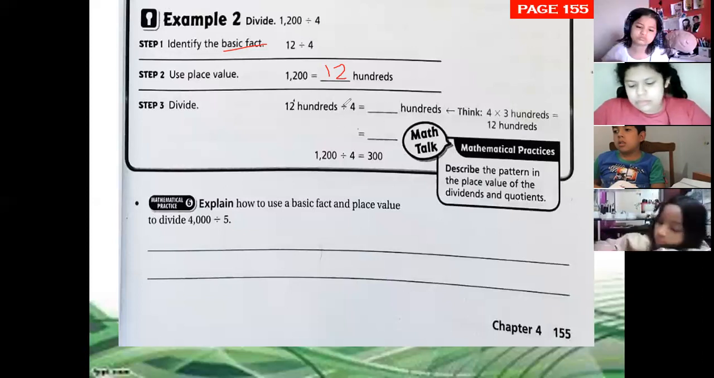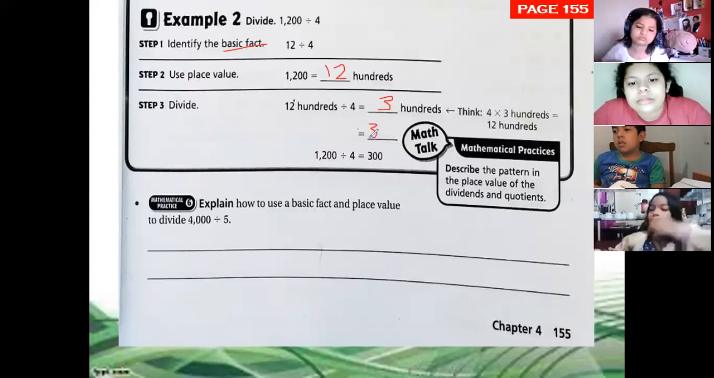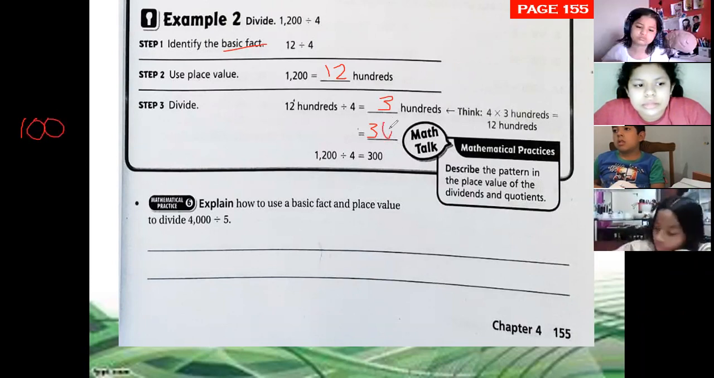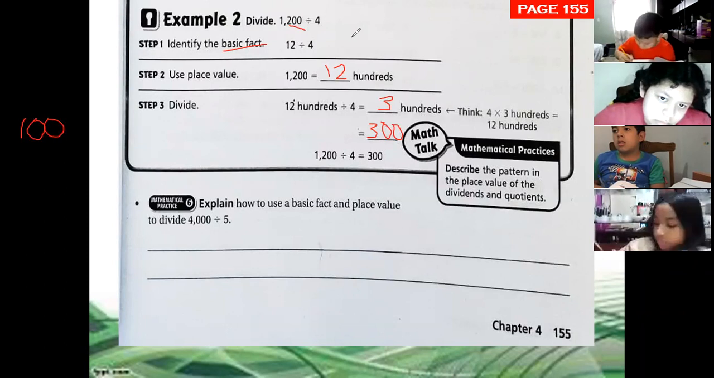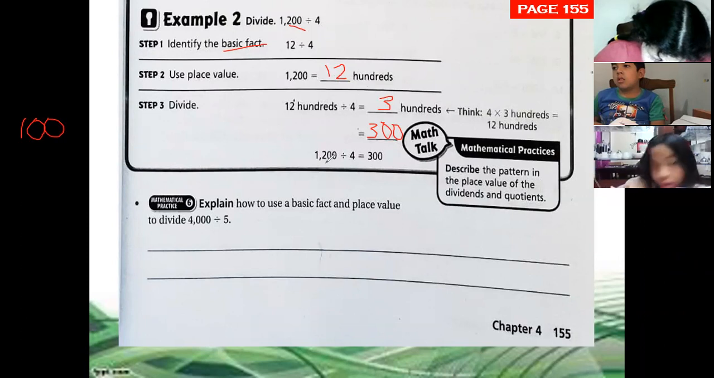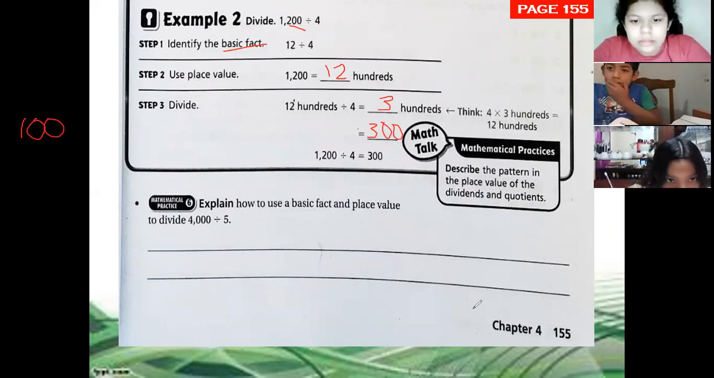Let's continue. 1,200 divided by 4 equals 3, because 4 times 3 equals 12. And 300, how many zeros does 100 have? If you're going to write 100, how many zeros do you write next to the 1? 2 zeros. Exactly. So 100 has 2 zeros, which are the zeros you ignore for a moment. So 1,200 divided by 4 equals 300.